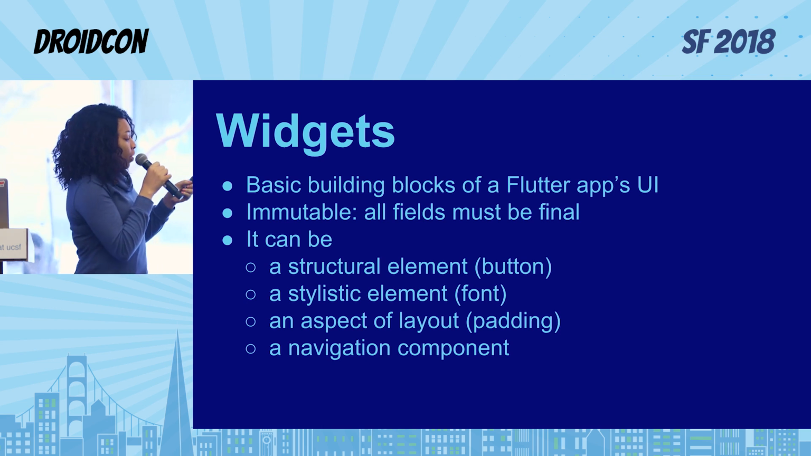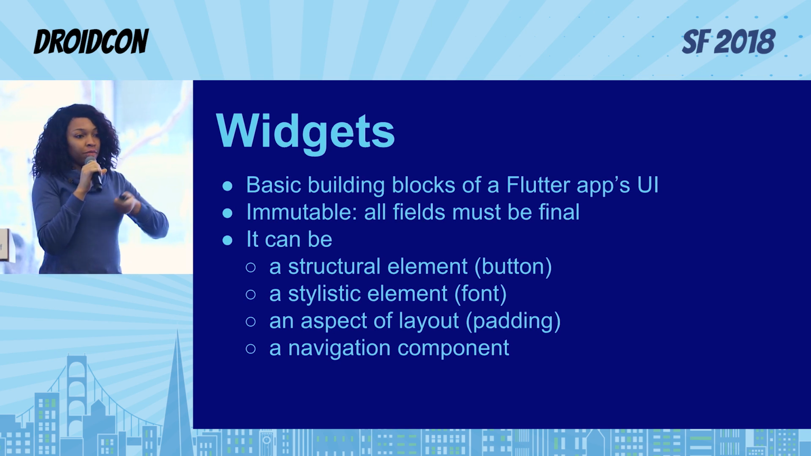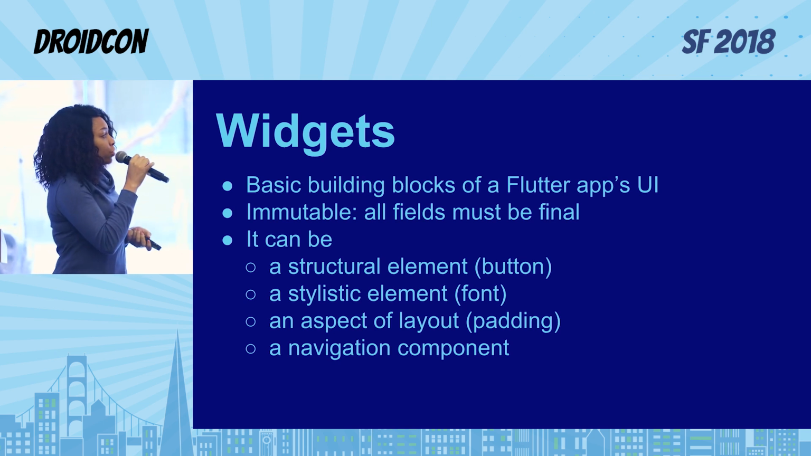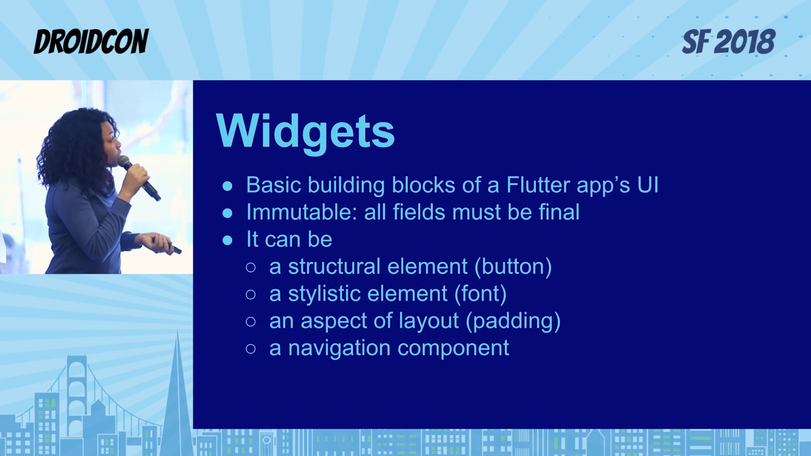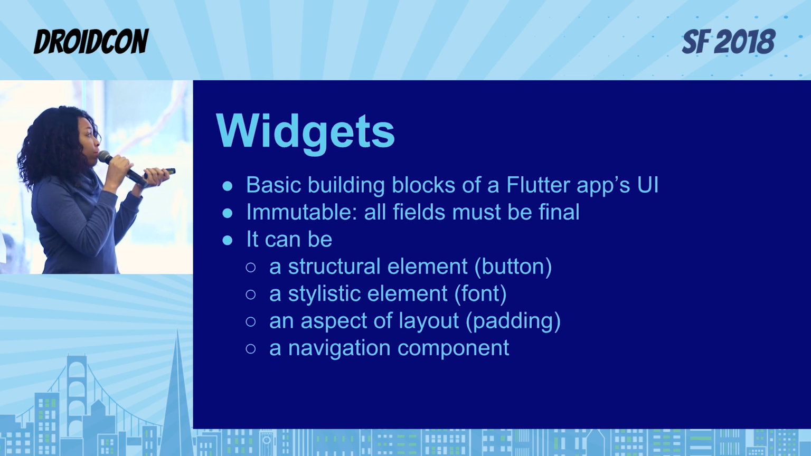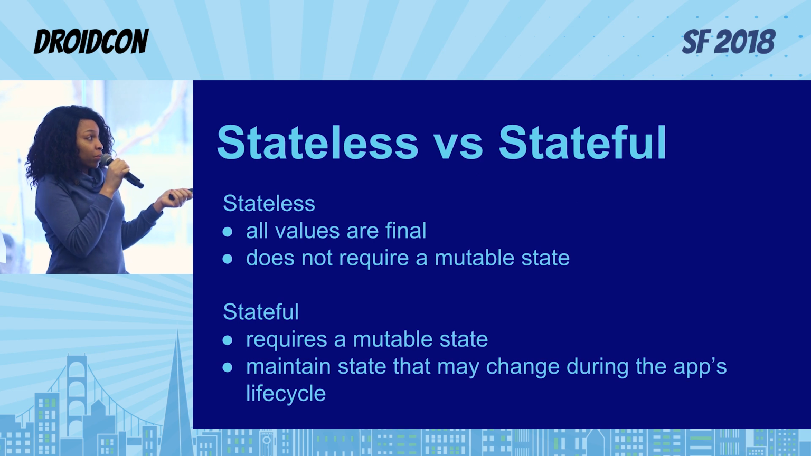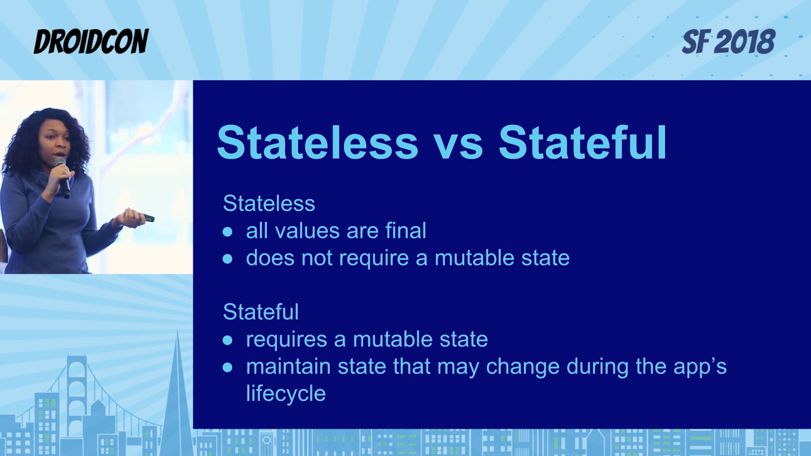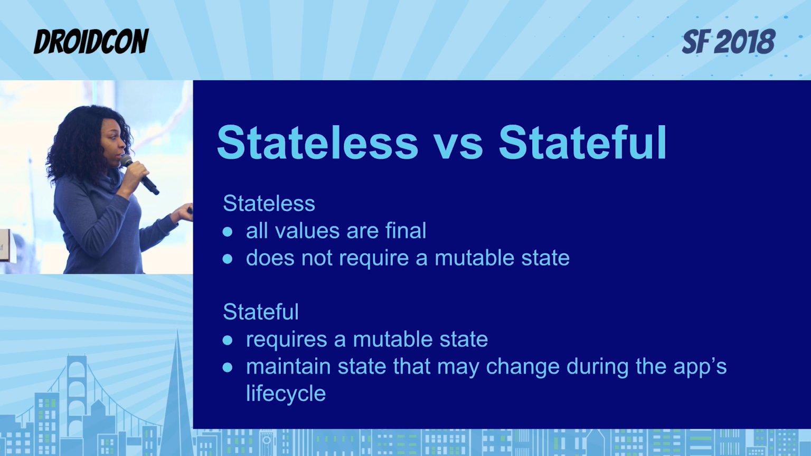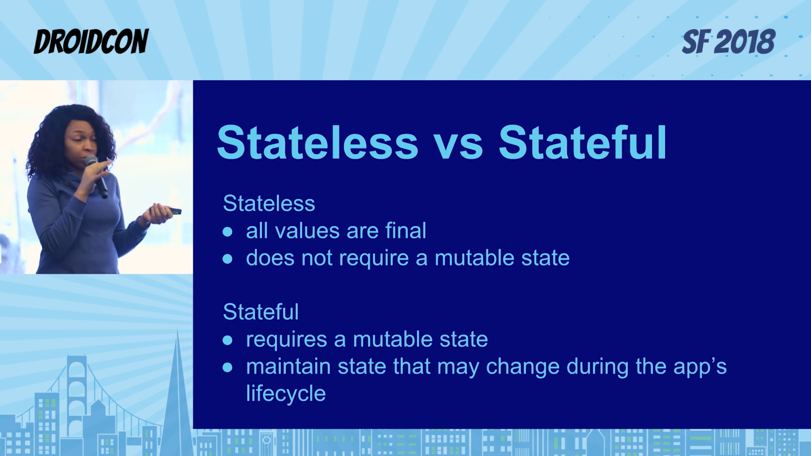So here I say that widgets are immutable. That means all the fields in the widgets are final. But if you want to make changes to it, you have stateful widgets and stateless widgets. So let's take a look at that. I have my stateless widget here. All values are final, and it does not have a mutable state, so I can't change it. But if I want to make changes to a widget, I should use a stateful widget, which requires a mutable state. I'll need to have a state, and the state maintains the state throughout the app's lifecycle or the widget's lifecycle.